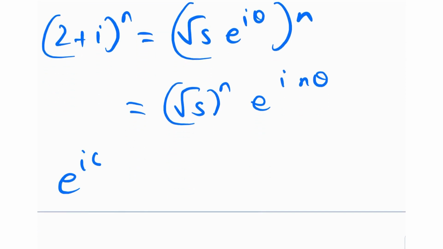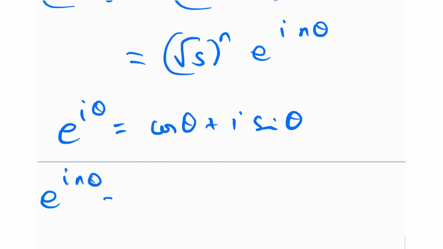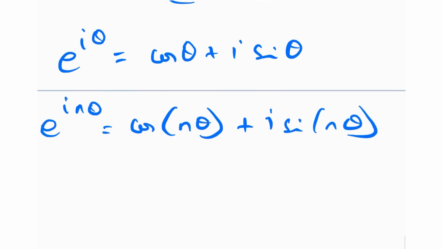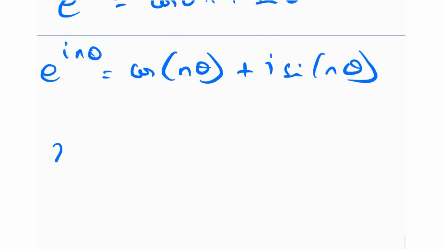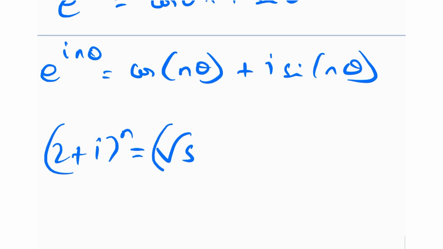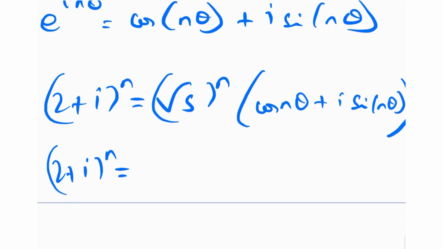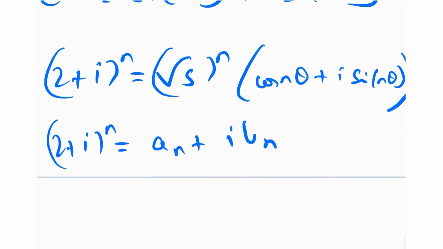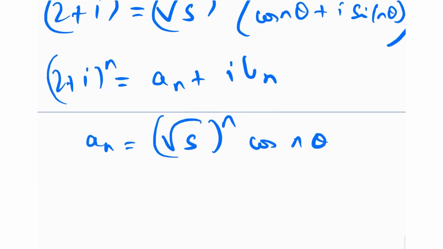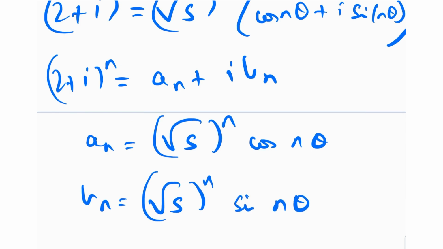Now, e raised to the power i theta was cosine theta plus i sine theta. So e raised to the power i times n theta will be theta replaced with n theta, so cosine n theta plus i sine n theta. So, basically, when I use this over here, I'll get (2 plus i) raised to the power n is equal to root 5 raised to the power n times (cosine n theta plus i sine n theta). And really this thing, (2 plus i) raised to the power n, is represented as a_n plus i times b_n. So it's clear to see that a_n becomes root 5 raised to the power n times cosine n theta, and b_n becomes root 5 raised to the power n times sine n theta.